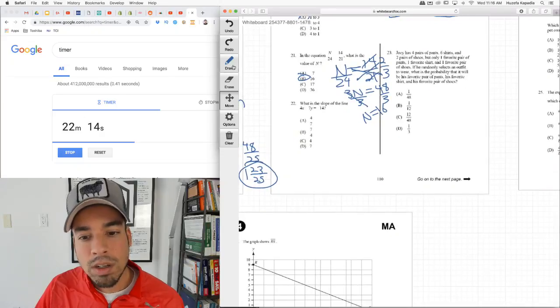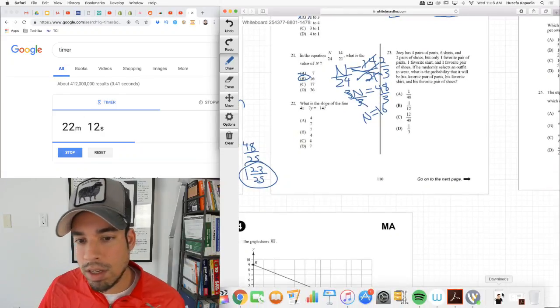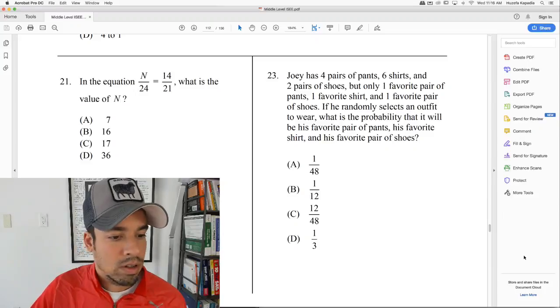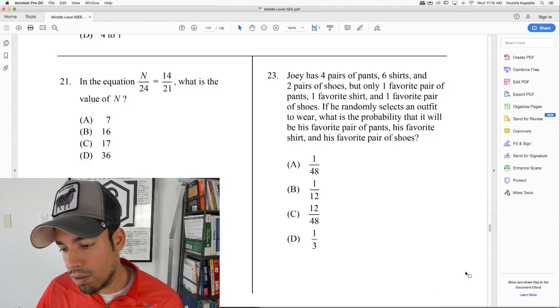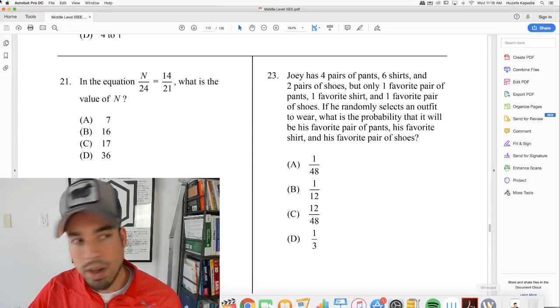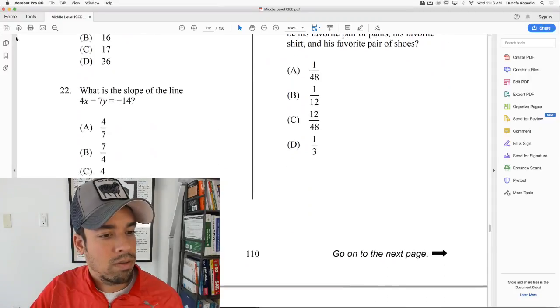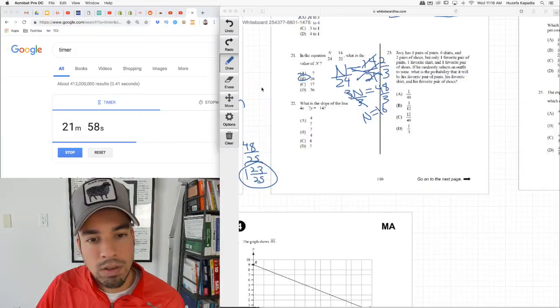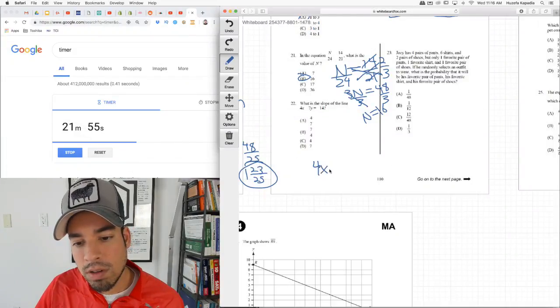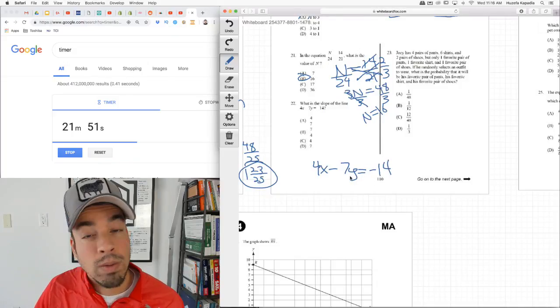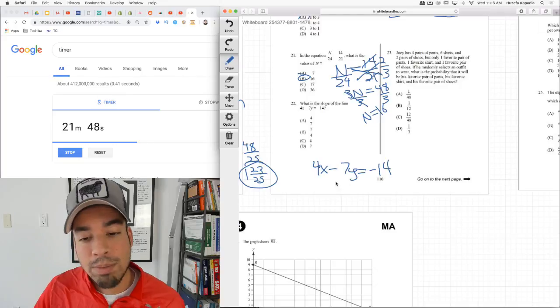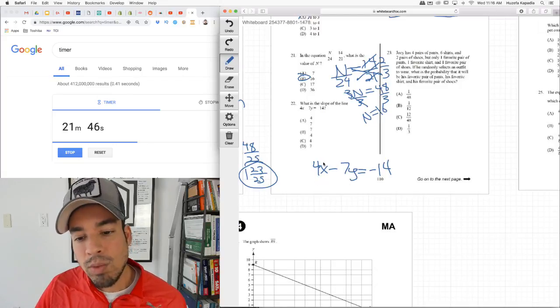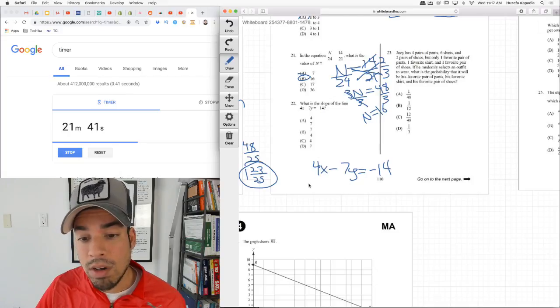Next, what is the slope of this line? Again, I got to check. 4x minus 7y equals negative 14. Okay, so to get the slope, what I'm going to do is isolate y, put this into slope-intercept form, and then we can figure out the slope based on whatever value is in front of the x. We can't do it now, so first we have to get into slope-intercept.